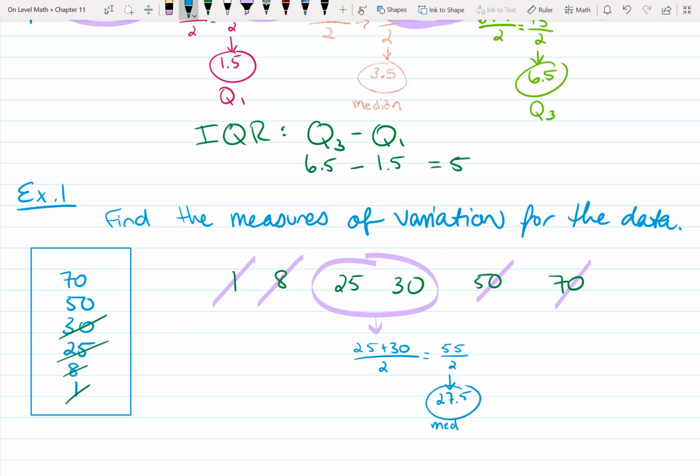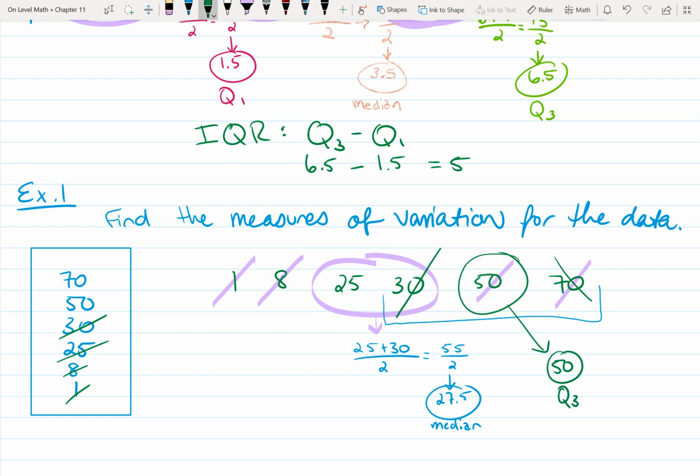So that's our median. Now, to find our upper median, which is really that quartile 3, since 30 wasn't actually my median, I get to use that for my upper median. So left, right. So that turns out my upper median is 50. So that's my quartile 3. Now I get to use my 25 for my lower median. So right, left, which means 8 is my quartile 1.